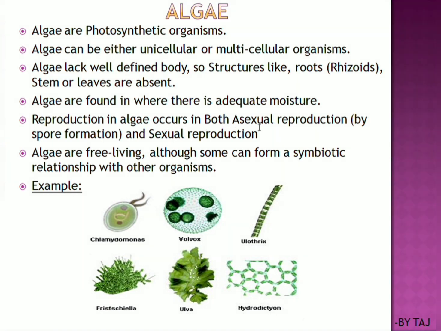Reproduction occurs by both sexual and asexual reproduction. Asexual reproduction is by spore formation. Algae are free living, although some can form a symbiotic relationship with other organisms. Some algae form a symbiotic association with other organisms, hence they are symbiotic algae. Some algae are free living and do not attach to a particular substratum.